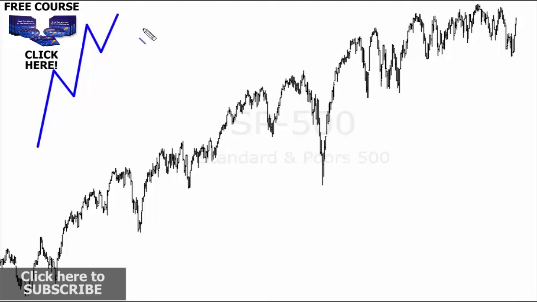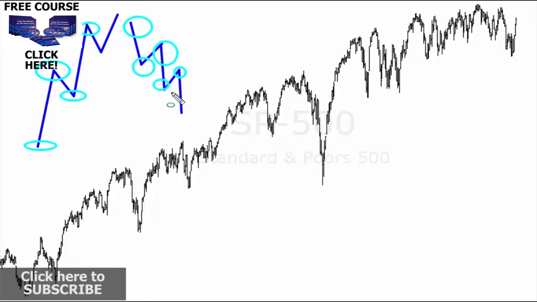If we have a downtrend, then we have lower peaks and lower troughs. Makes sense? It's very, very simple. If you look at the peaks and troughs, higher troughs and peaks means the market's going up. Lower peaks and lower troughs means the market's going down. So that's what's happening there.